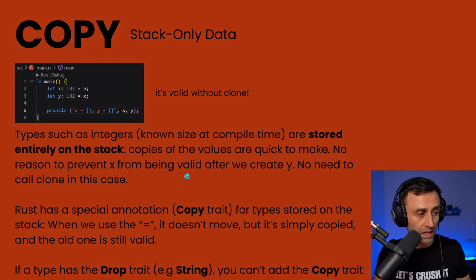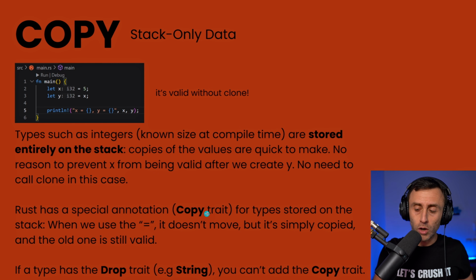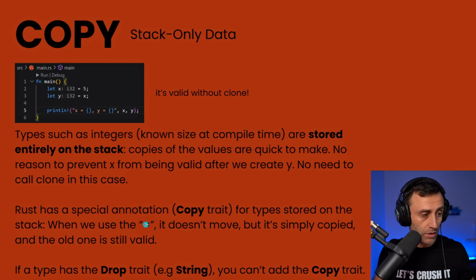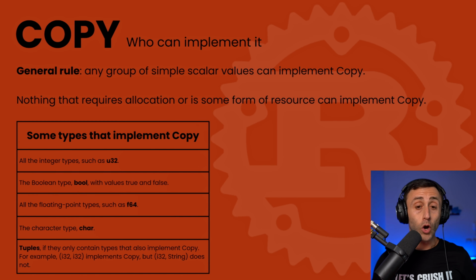They are both on the stack. They should both be available. Rust has a special notation called the Copy trait. Basically, when we use the equal sign, we make a copy of that value. And who implements the Copy trait?